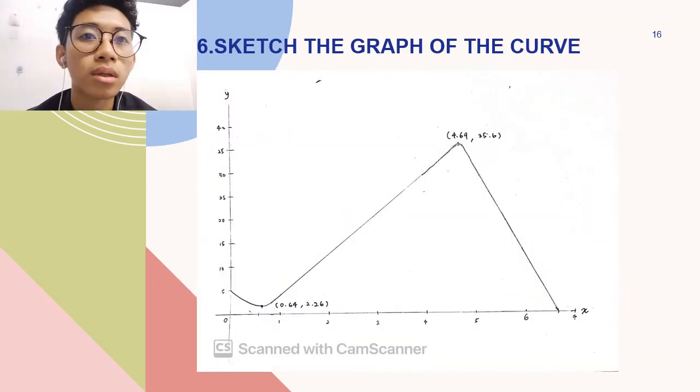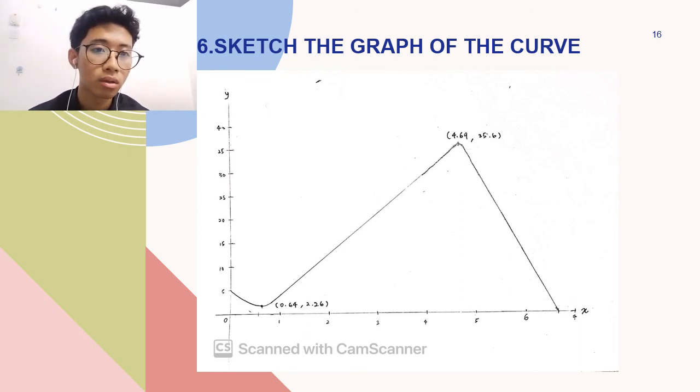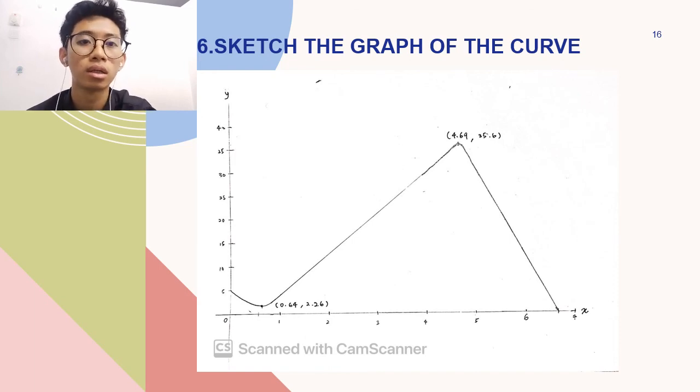Number 6 is to sketch the graph of the curve. This is what we get if x1 equals 0.64 and y1 equals 2.26. This is a minimum point, and 4.69 and 35.6 is the maximum point.